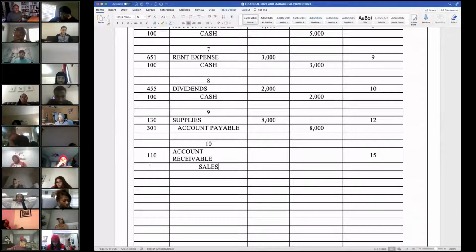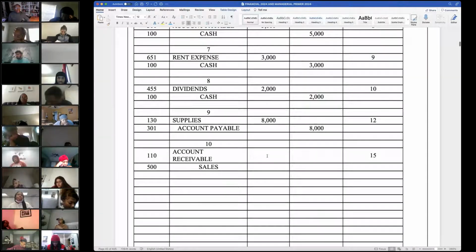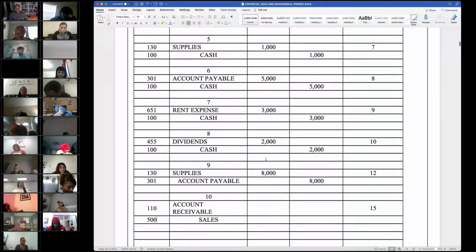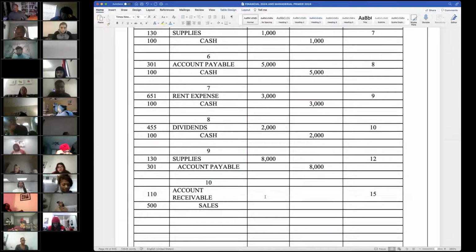So there are two ways we get sales. We can get cash right away, or we can get cash later. And what was the amount of these sales? 30,000.